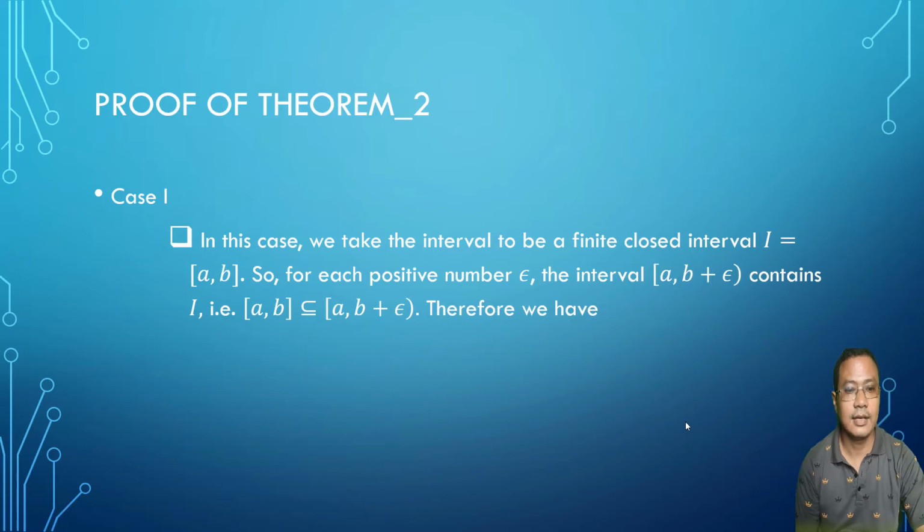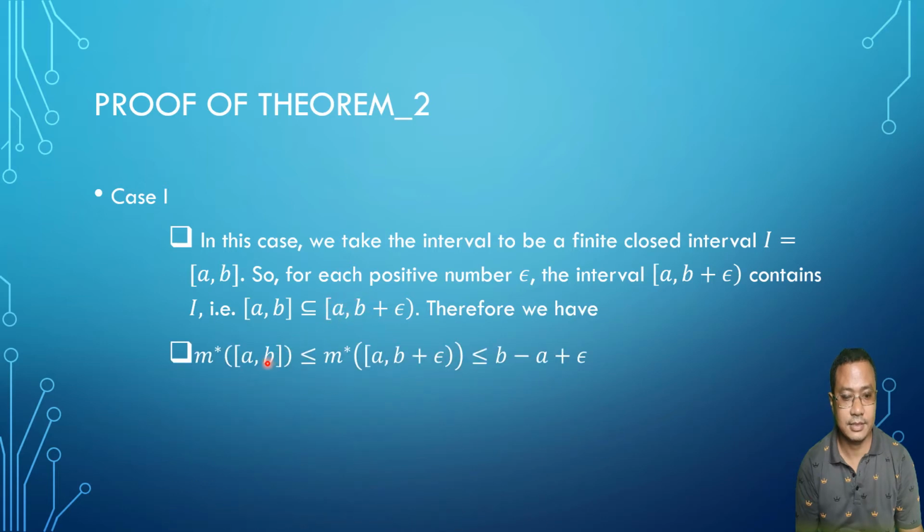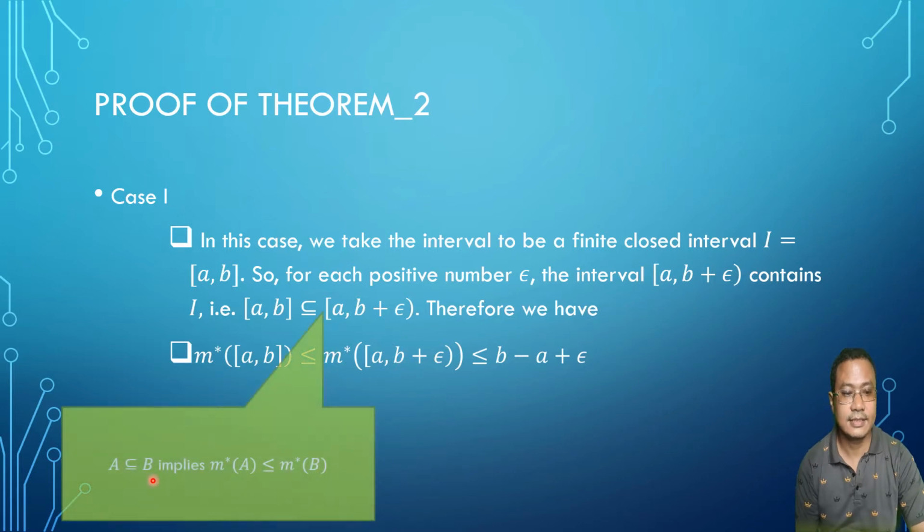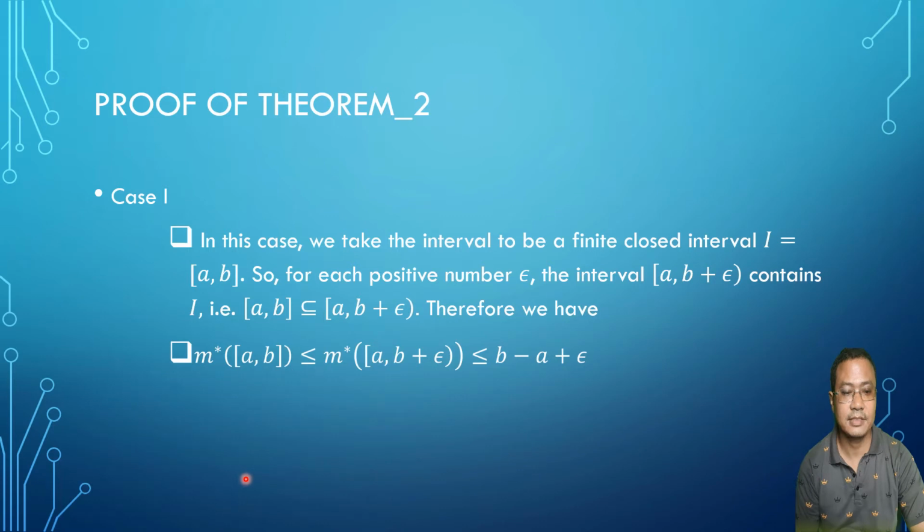Since this one is a subset of this one, the outer measure of this one will be less than or equal to the outer measure of this one. That is quite clear. If A is a subset of B, that theorem implies the outer measure of A is less than or equal to the outer measure of B. We are applying that theorem.